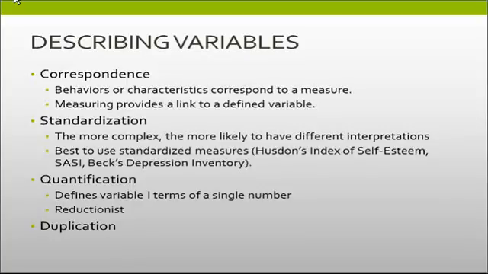Describing variables. When we do any research study, positivistic or interpretive, we need to describe the variables we are studying as accurately and completely as possible for the four following reasons: correspondence, standardization, quantification, and duplication. Correspondence is making a link between what we measure and what we observed and the theories we have developed to explain what we have measured or observed. For example, using attachment theory to explain different behaviors of small children that are separated from their mothers.